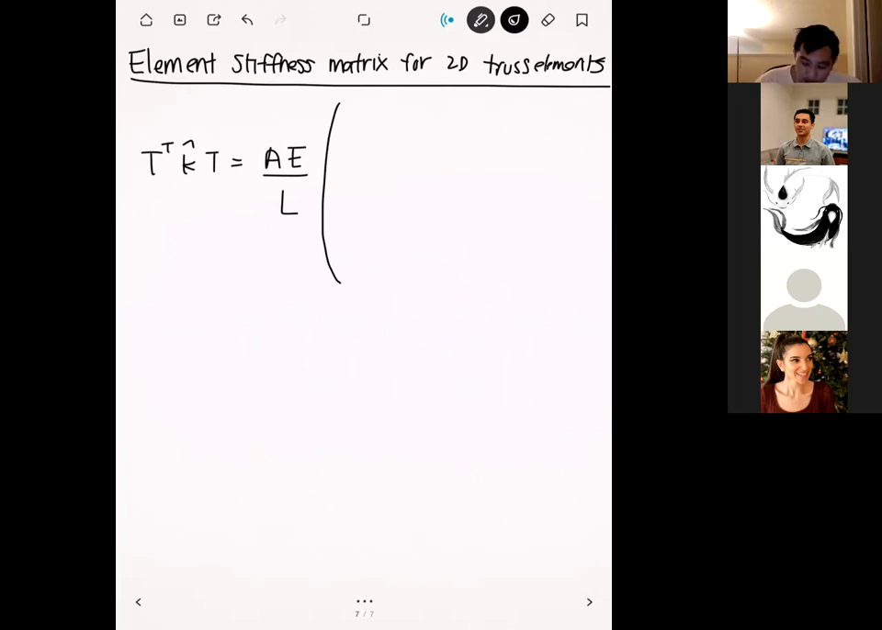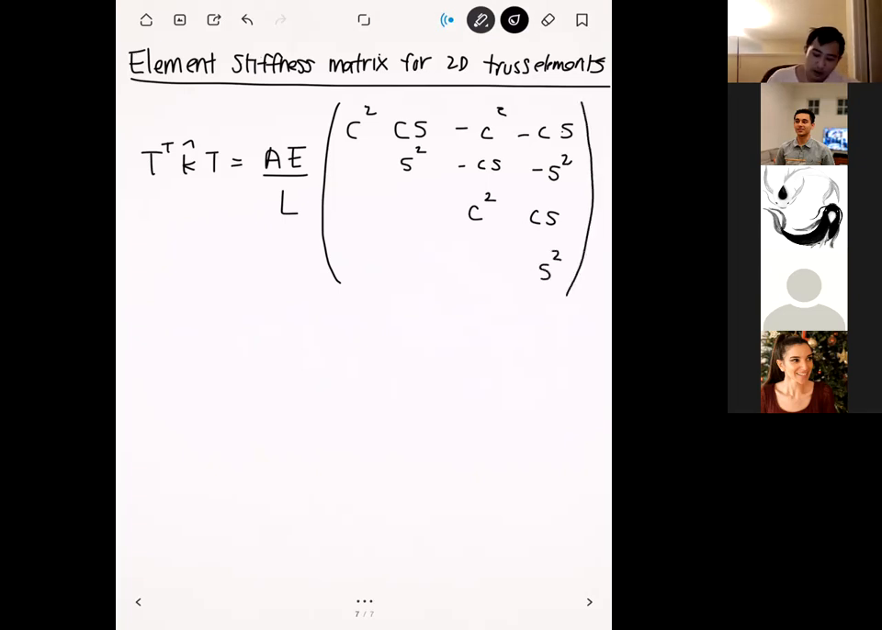And then we end up with a 4x4 matrix that looks like this. So we're going to have cosine squared, then cosine times sine, and then minus cosine squared, and then minus cosine sine. Then we're going to have sine squared, minus cosine sine. I'm leaving the first entry in this matrix blank for a reason, and I'll come back to it in a bit. Then we got minus sine squared. Then we're going to have cosine squared, cosine times sine, and then sine squared. And so all the entries that I didn't fill in, everything in this lower half, is going to be symmetric to what was in the upper half.